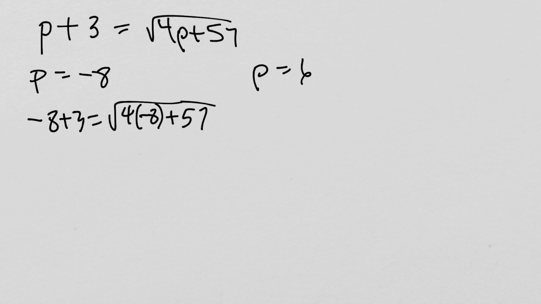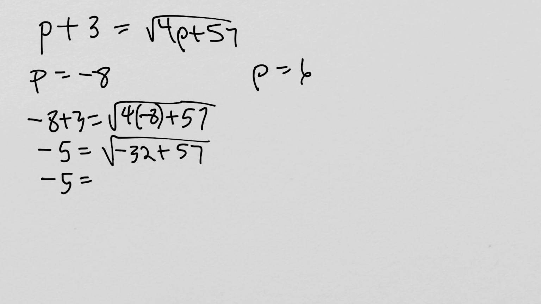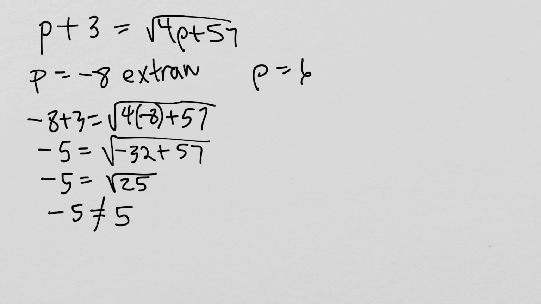Okay, so negative 8 plus 3 is negative 5 to equal, under the square root, let's multiply. 4 times negative 8 is negative 32 plus 57. When I add those numbers together, I get 25. Now, what is the square root of 25? It is plain old 5, which does not equal negative 5. So this is one of those extraneous solutions here. So that one's no good.